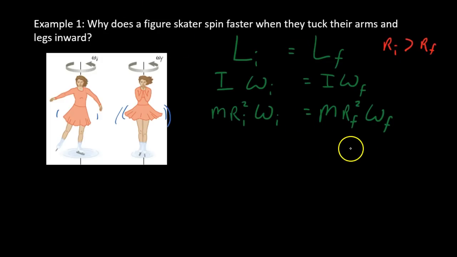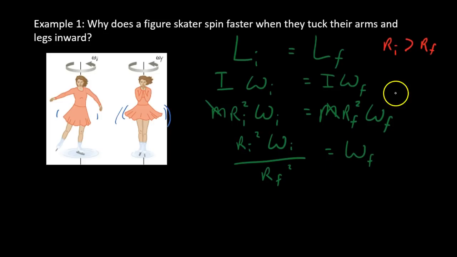So let me keep going with this equation. The final speed of that skater, well, we see these masses cancel out. What I have is R_i squared times their initial angular velocity, divided by R_f squared. So if R_f is smaller, if this value is getting smaller and smaller as they tuck in, this value must be getting bigger. That's why that skater is speeding up. If your momentum needs to stay constant, well, if your radius is getting smaller and smaller, the speed has to be getting more and more.